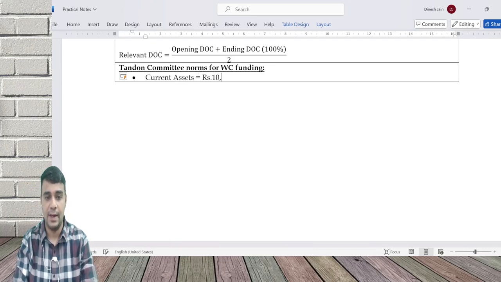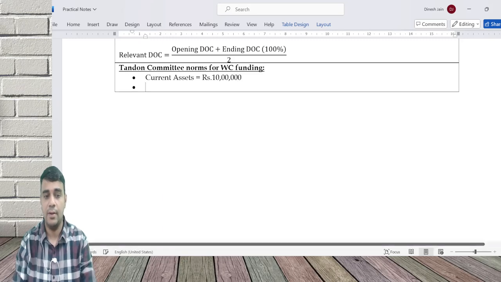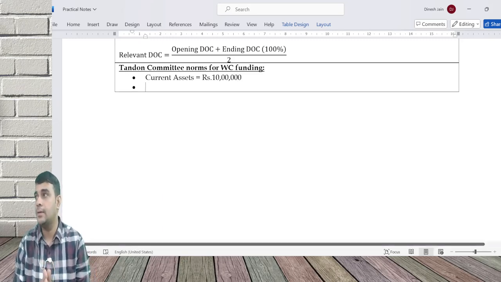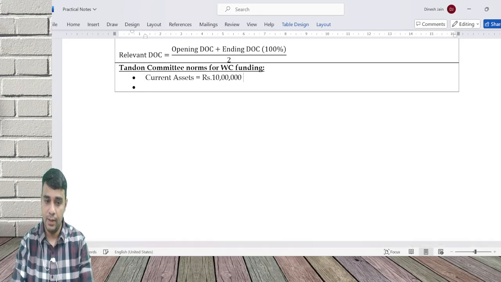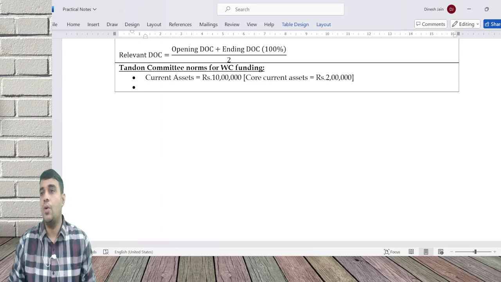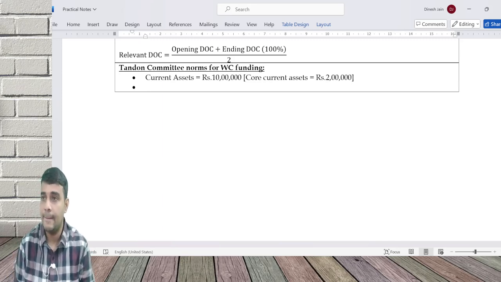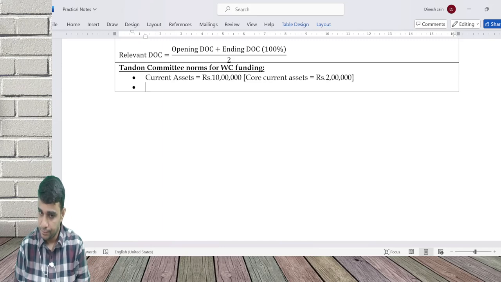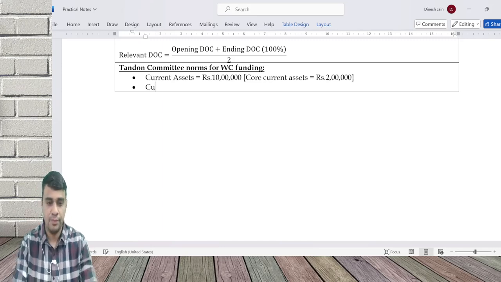Current assets rupees 10 lakh. In bracket, core current asset. What is this? I'll explain as we proceed. Core current assets rupees 2 lakh. Current liability rupees 4 lakh.